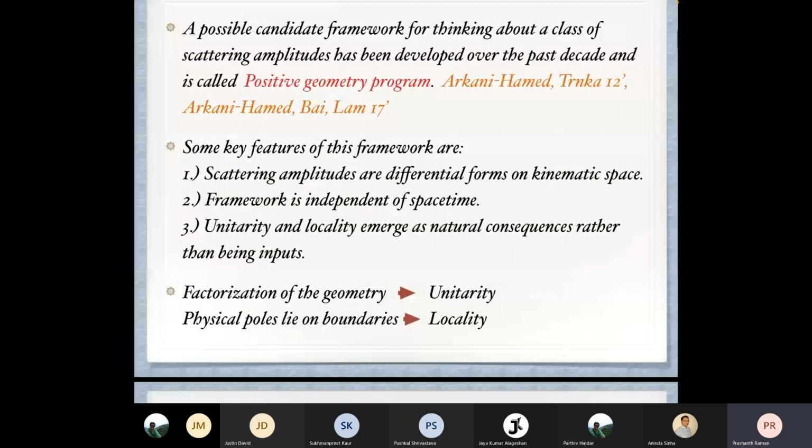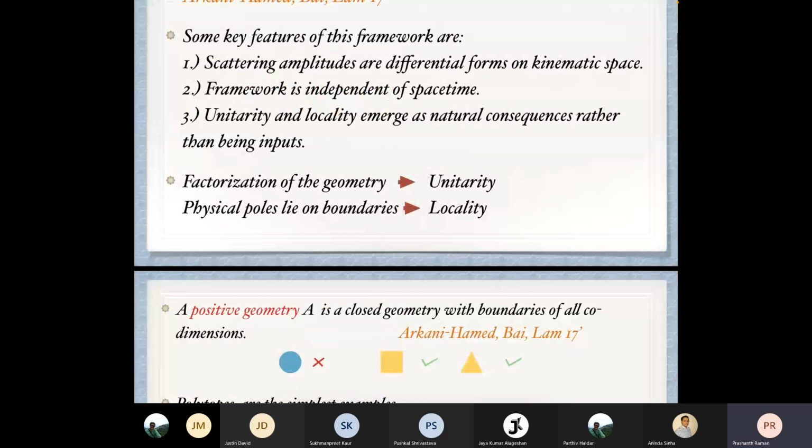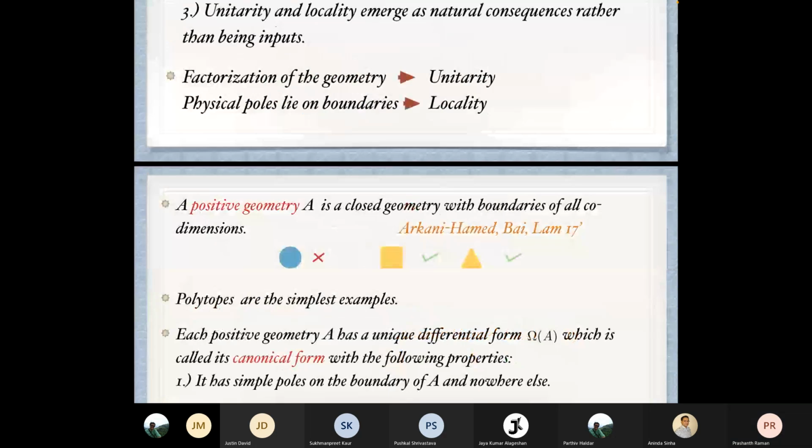So what is a positive geometry? A positive geometry is a closed geometry with boundaries of all codimensions. For example, a circle is not a positive geometry because it has no zero-dimensional boundaries, but a square and a triangle are positive geometries. Polytopes are the simplest examples of positive geometry.